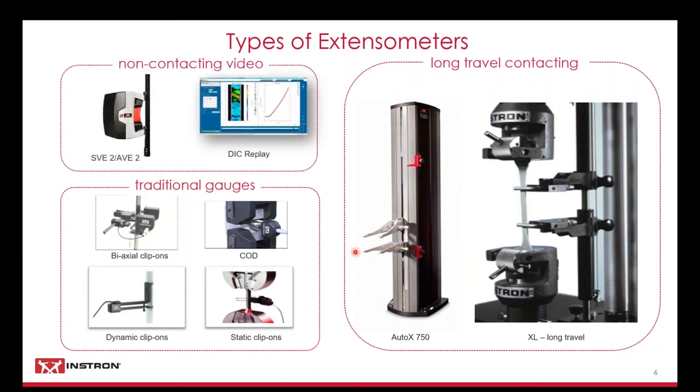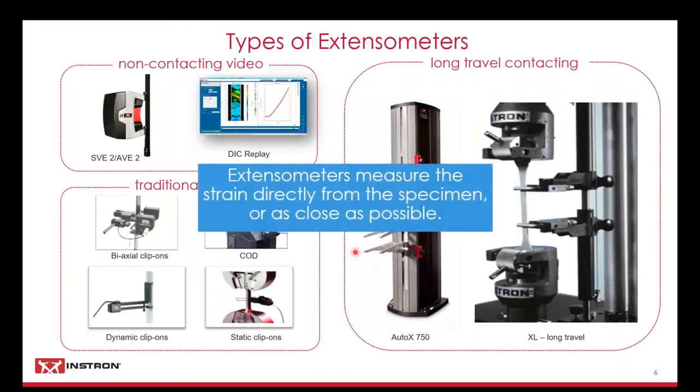Then of course we have non-contacting, so the SVE or AVE2, which we're going to talk a little bit more about. And it also works with DIC replay, the digital image correlation software that can utilize the existing hardware. But the most important thing is that extensometers measure strain directly from the specimen or as close as possible, as opposed to measuring from the crosshead or the grips.